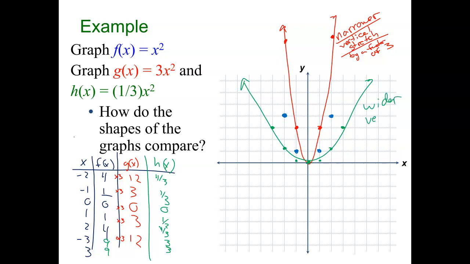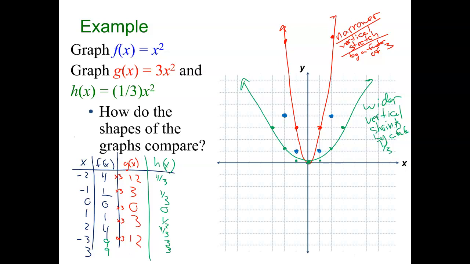which is a vertical shrink by a factor of 1/3. Vertical shrink by a factor of 1/3. We took all of the y values and multiplied them by 1/3. That's where we get that shrink from.